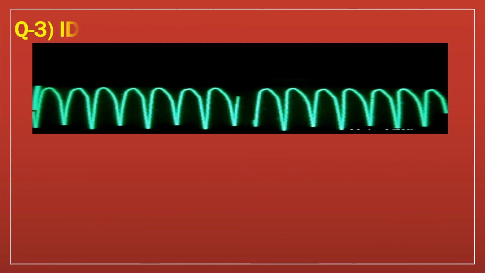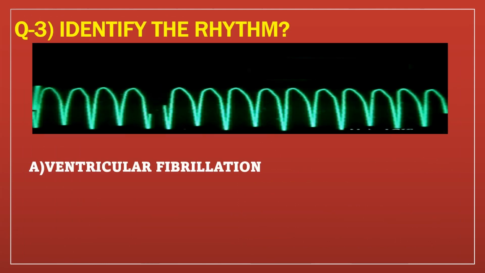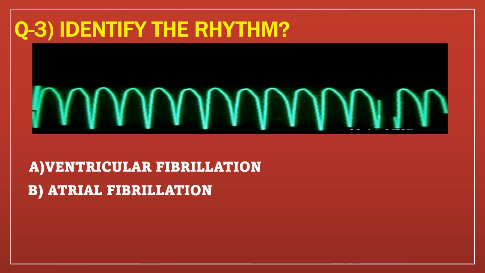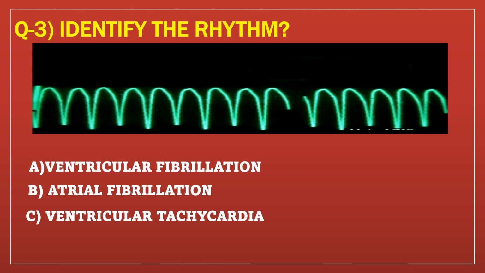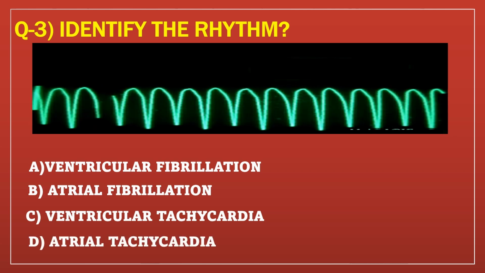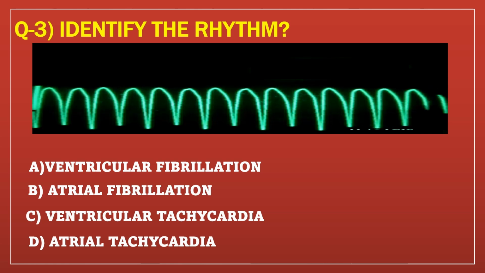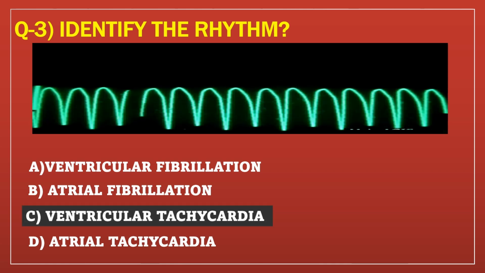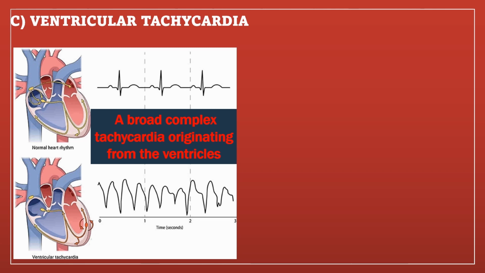Question number 3. Identify the rhythm. Option A. Ventricular fibrillation. Option B. Atrial fibrillation. Option C. Ventricular tachycardia. And option D. Atrial tachycardia. And the correct answer is ventricular tachycardia. From the term itself, we can understand the origin of tachycardia is from the ventricles.